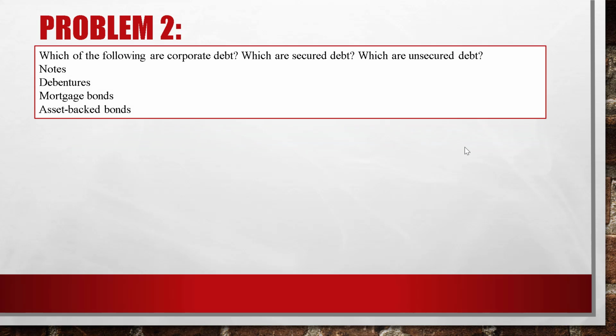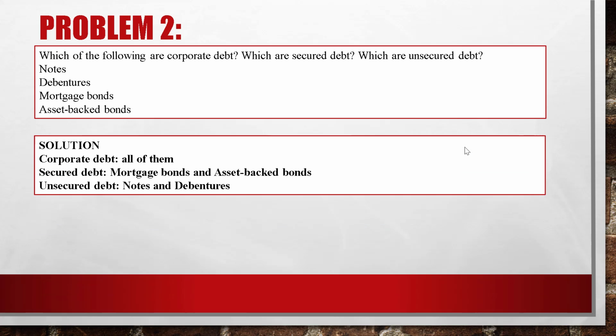Which of the following are corporate debt, which are secured debt, which are unsecured debt? 1. Notes. 2. Debentures. 3. Mortgage bonds. 4. Asset-backed bonds. Here, all of these are corporate debt. And for secured debt, we have mortgage bonds and asset-backed bonds. And unsecured debt are notes and debentures.